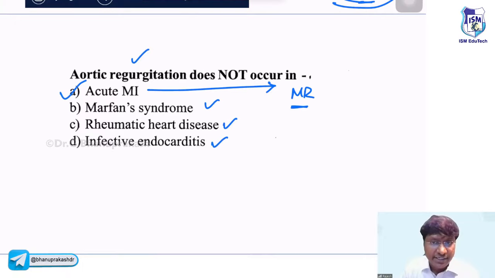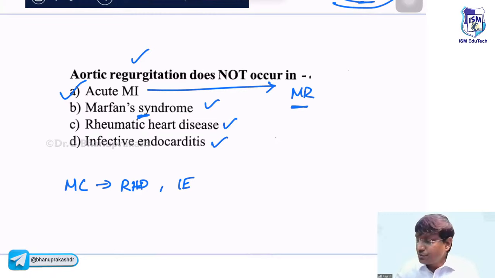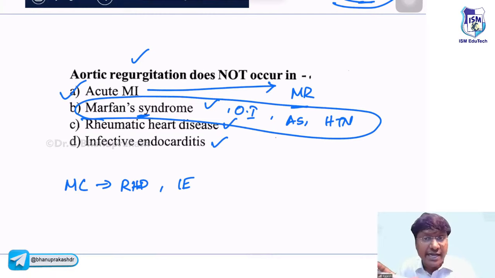In fact, the most common cause of AR is rheumatic heart disease. Followed by that, infective endocarditis is another cause of AR, and even congenital bicuspid aortic valve. And the connective tissue disorders like Marfan syndrome, then osteogenesis imperfecta, then ankylosing spondylitis, then patients with severe hypertension. So in these four conditions, you have aortic valve dilatation or aortic root dilatation.